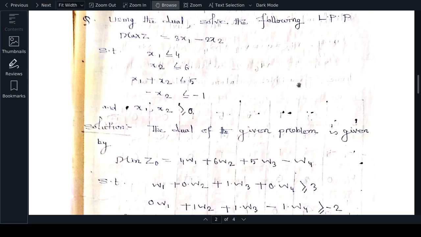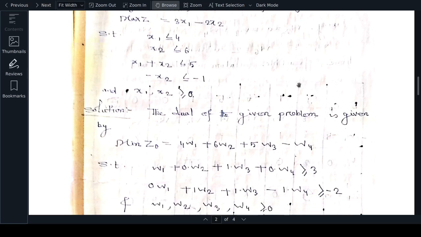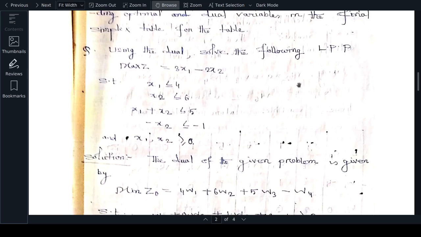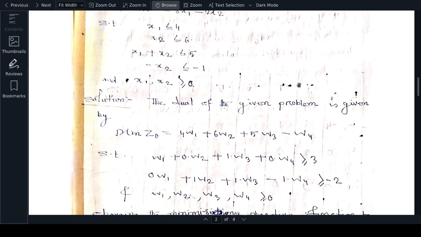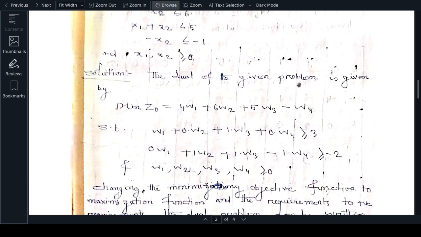Here it says to solve the problem using the dual. So first we convert it into the dual. Next we solve it, then the solution gives us the dual, but we need the solution of the original problem. Next, again, we write the solution of the primal.